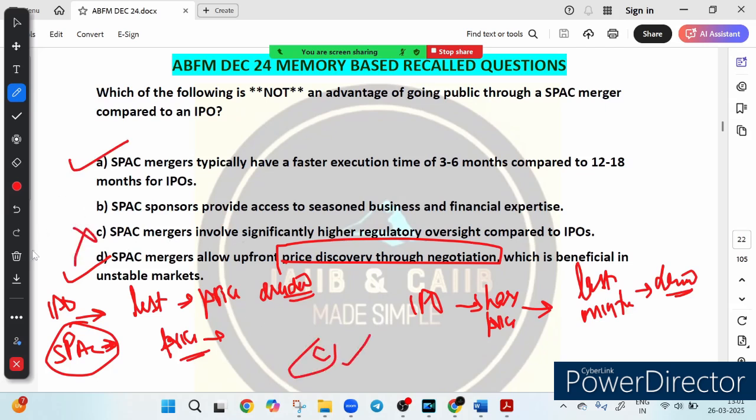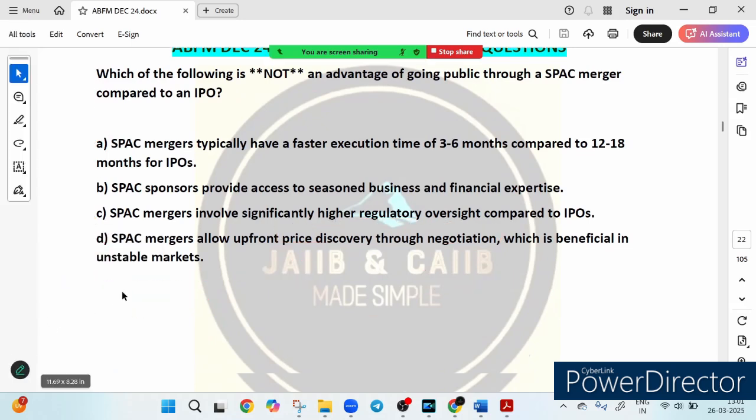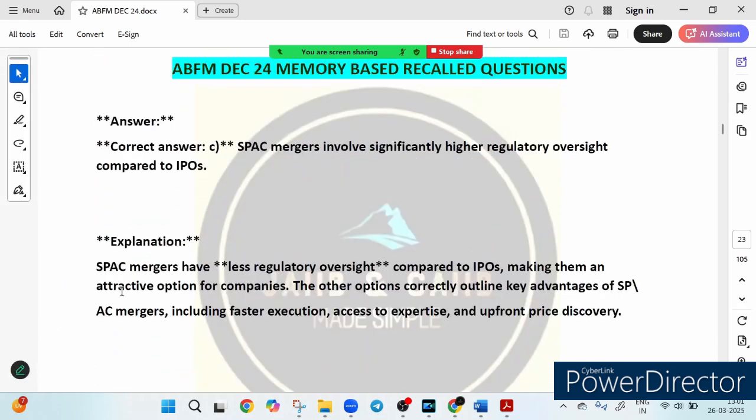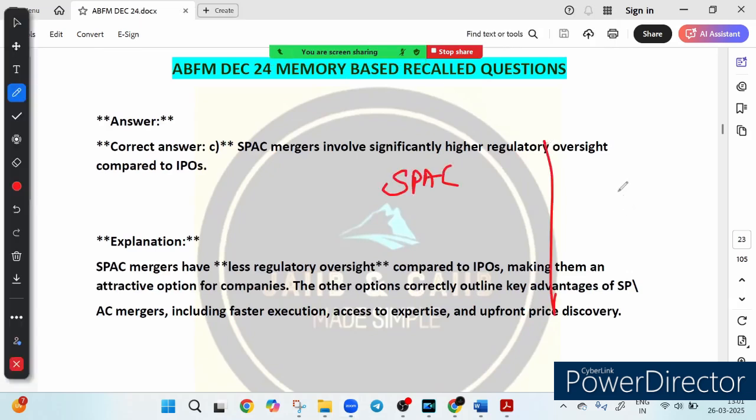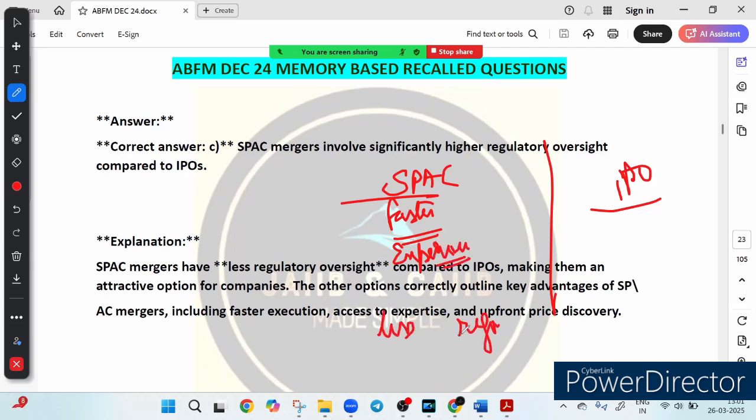So what we learned from this discussion is that one must know the difference between a SPAC merger and an IPO. Let me summarize the facts for you. On one side let me write down SPAC, and on the other side IPO. SPACs are faster. In a SPAC, an experienced sponsor provides guidance. There is less regulatory oversight. And the price in a SPAC is pre-negotiated, reducing uncertainty. I hope that makes sense to you.